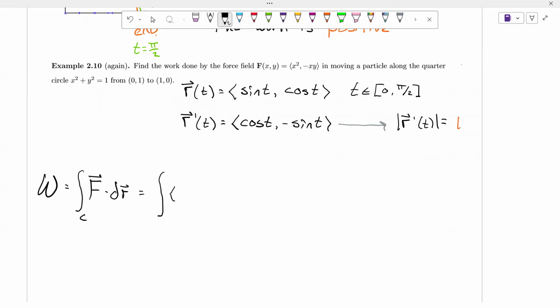It's a couple of vectors. One's a vector field, the other's a tangent vector. This is going to look like sine squared of t, negative sine t cosine t, dotted with my dr vector, cosine t, negative sine t. All of that times dt. My bounds are 0 to pi over 2 because I only want the quarter circle.